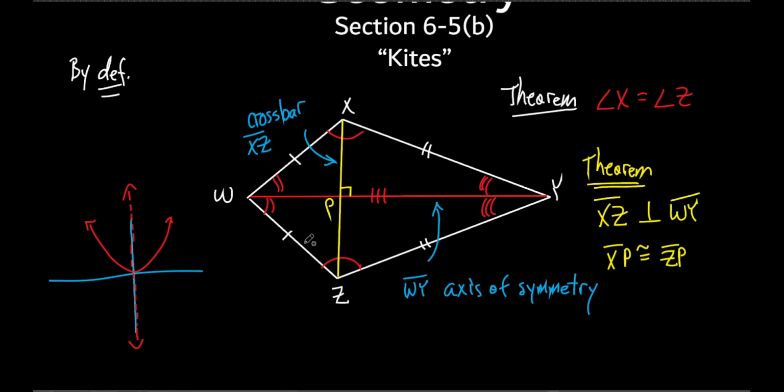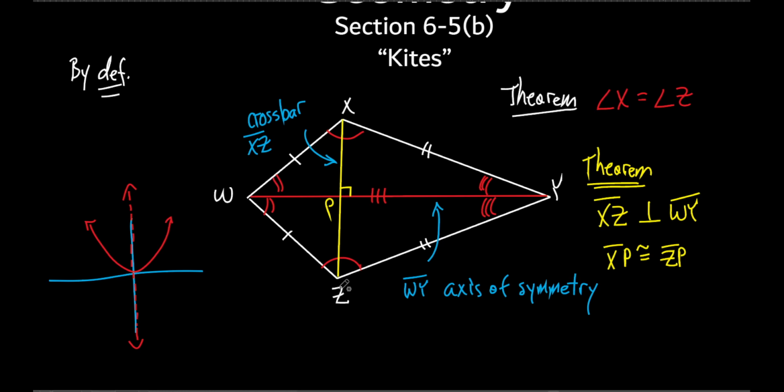A lot of new words, right? But a lot of old words too. Bisect, we know what that means. We know perpendicular, we know right angle and all that stuff. So really the only things new that we learned are this word crossbar and axis of symmetry. But you know which one. Got it? The crossbar always goes from one equal angle to the other.